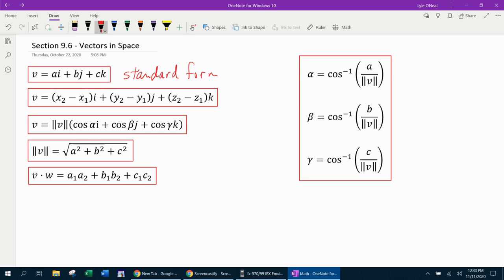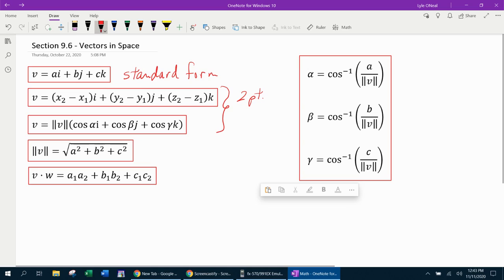And this standard form formula is for a three-dimensional vector. Vectors in space means vectors in three dimensions: x-axis, y-axis, z-axis. The next two formulas are for finding the standard form of a vector. The first one is if you're given 2 points, namely the initial point and the terminal point.